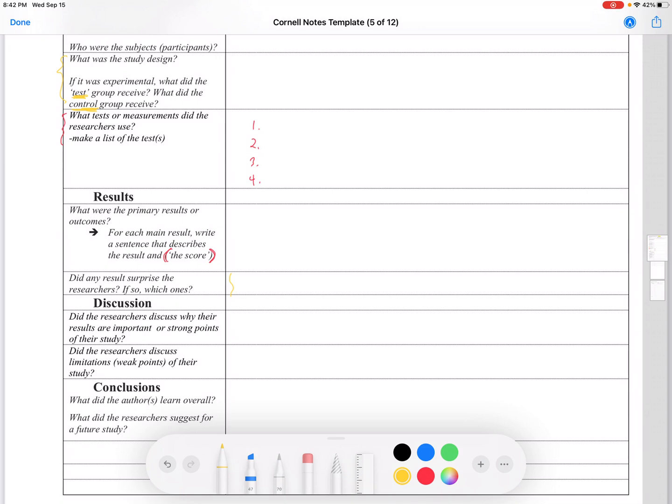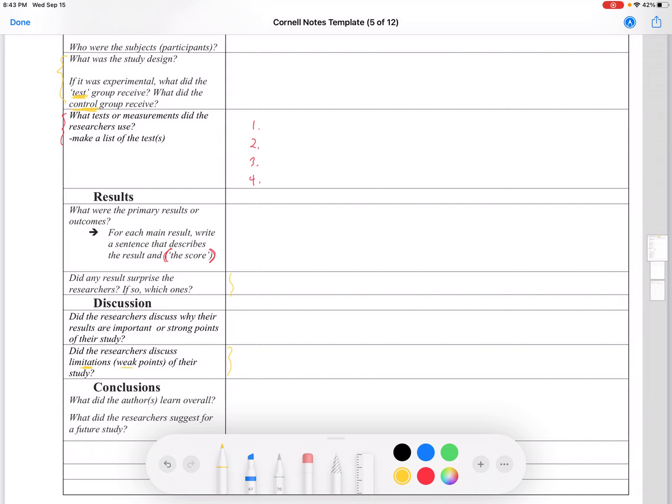The researchers might also discuss the weak points or the limits of their study. Look for those words. Look for the words limits or some weaknesses in their study. Why do the researchers include this? Because they will want to improve in a future study. So look for that and then write it down if you can find that. In the discussion section, not every article mentions their weak points and strong points, but at least you should look for it.